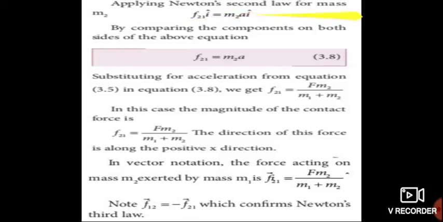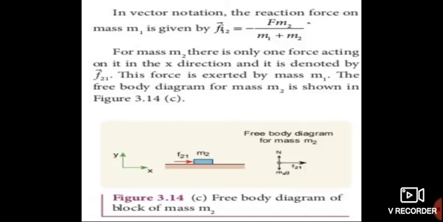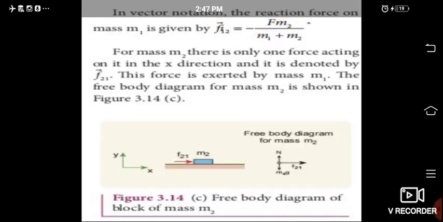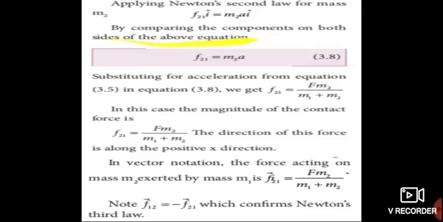Applying Newton's second law for the mass m2, what forces are acting? F21 is acting along the x direction, mg is acting downward, and n is acting upward. There is no force acting in the negative x direction, only one force acting in the positive x direction. So we can write F21 î is equal to m2 a î. By comparing the components, î cancelled, so F21 is equal to m2 a. From this we can write the value of F21: F21 is equal to m2 into a.